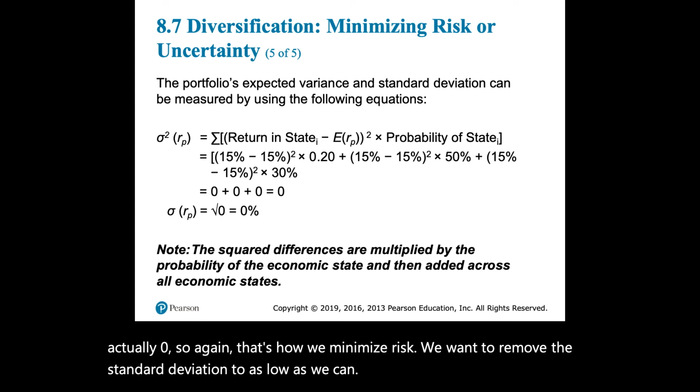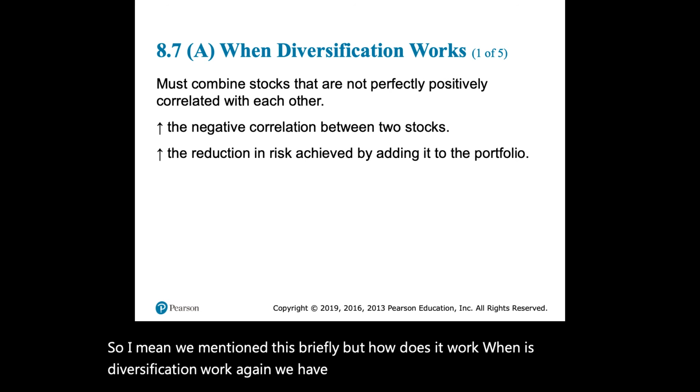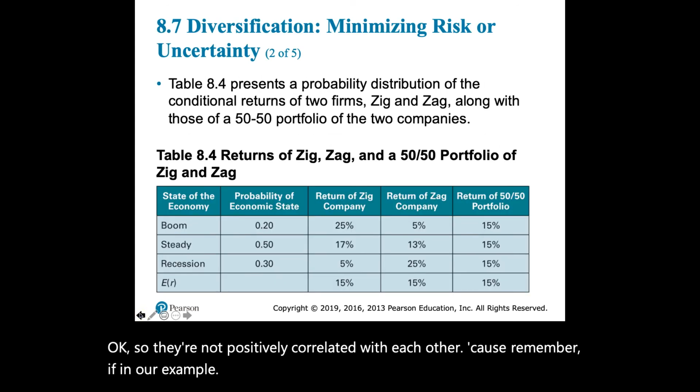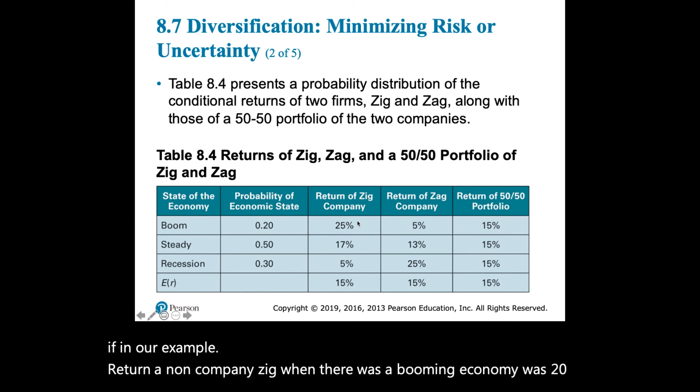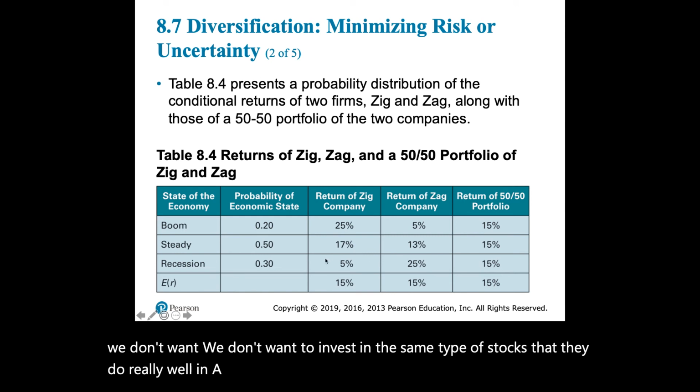So, and we mentioned this briefly, but how does it work? When does diversification work? Well, again, we have to combine stocks that aren't similar, so they're not positively correlated with each other. Because remember, in our example, the return on company Zig when there was a boom economy was 25%. So we don't want to invest in the same type of stocks that do really well in a boom economy but then don't do well in a recession, because we're not offsetting our risk. So that's why it's really important to invest in a diversified manner, so that we can minimize or offset our risks.